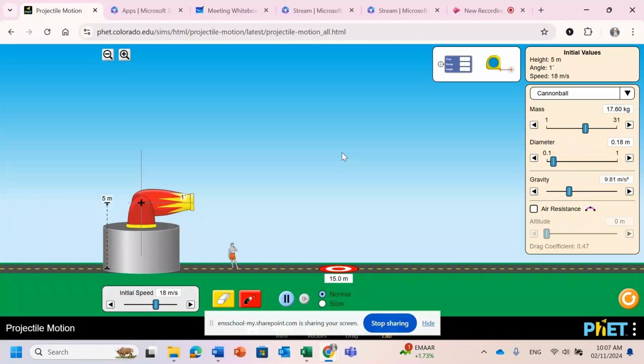Today, inshallah, we will be working on practical problems related to projectile motion, starting with a scenario of a projectile launched horizontally. Now, think of a cannonball. You have a cannonball fired horizontally.